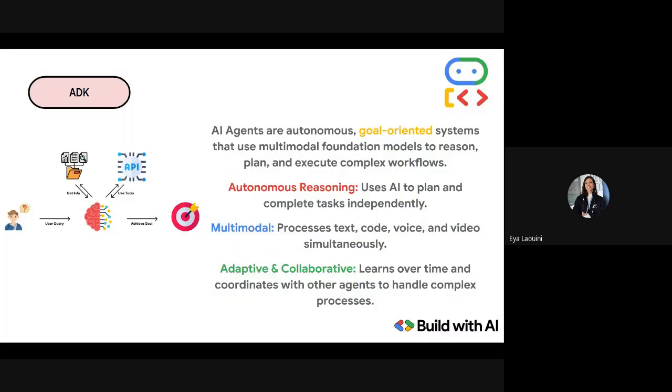So yeah. So basically, as you said, AI agents are autonomous, goal-oriented software systems that use multimodal foundation models to reason, plan, and execute complex workflows. So here, if you can see in our little schema, we have our user. The user will of course give the agent a user query, for example, a question to search for a fact or information about a specific topic.